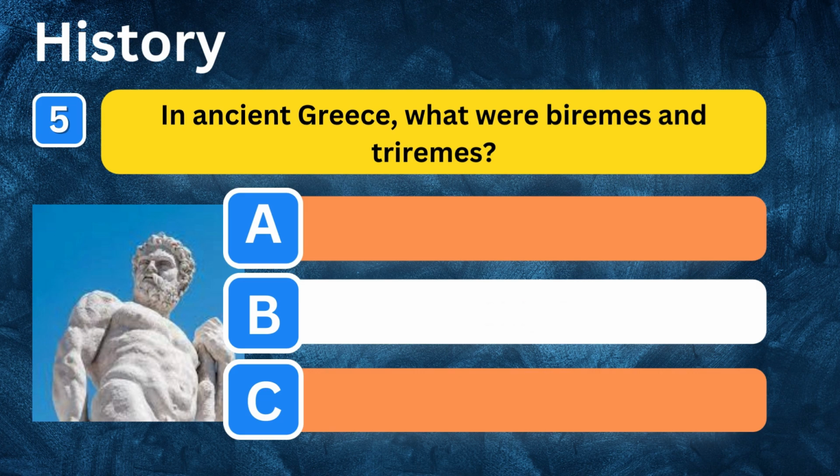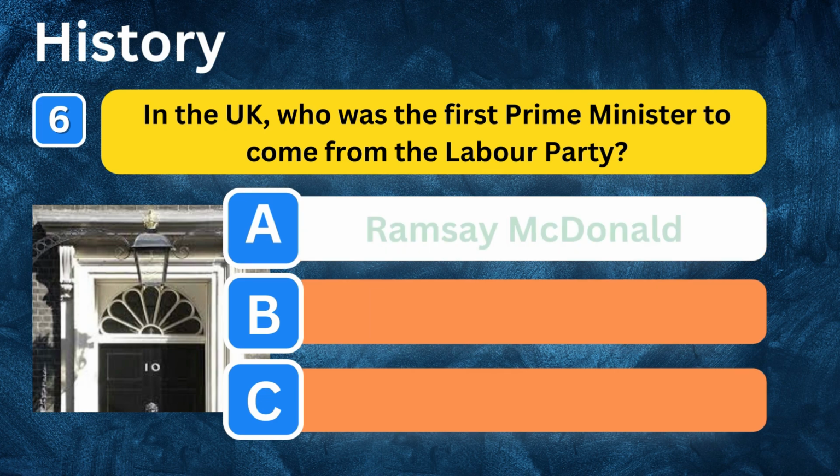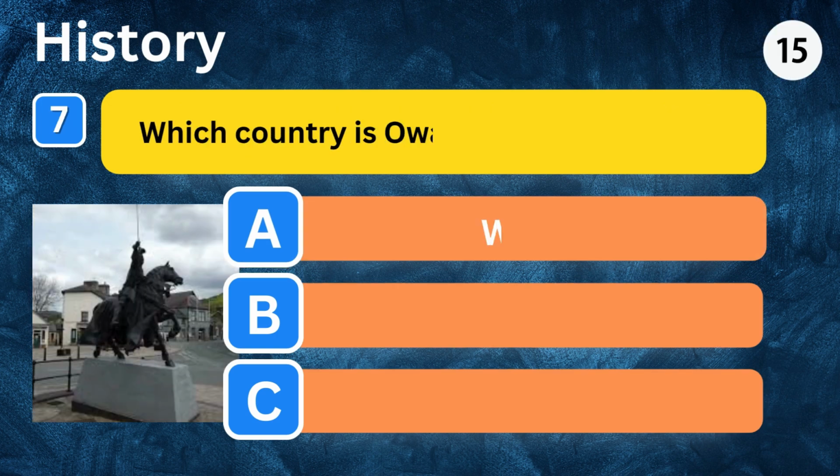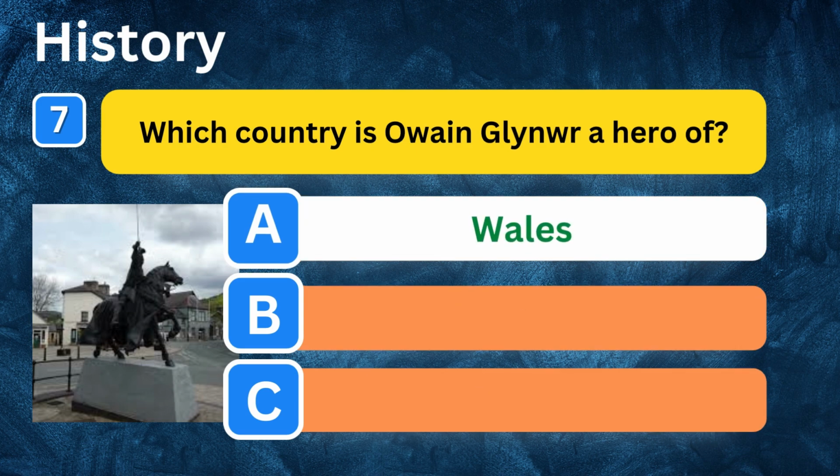Question number 6. In the UK, who was the first Prime Minister to come from the Labour Party? Was it Ramsay MacDonald, Clement Attlee, or Harold Macmillan? And the answer was Ramsay MacDonald. Question number 7. Which country is Owain Glyndwr a hero of? Is it Wales, Scotland, or Ireland? And the answer was Wales.